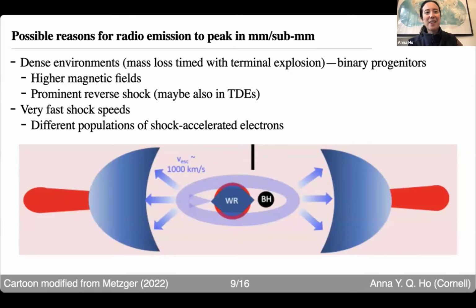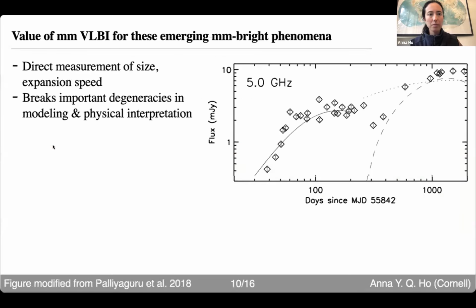So just to summarize this slide, I would say that we've seen observationally that a number of classes of interesting transients really peak in the millimeter band, and trying to interpret that and understand why they do has actually been quite fruitful and led to a lot of really interesting areas of theoretical investigation.